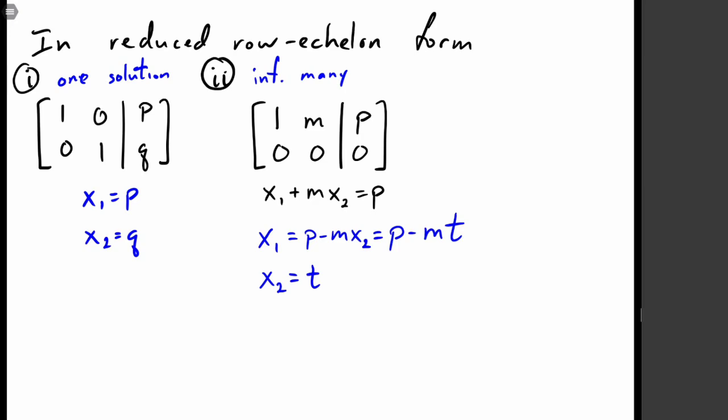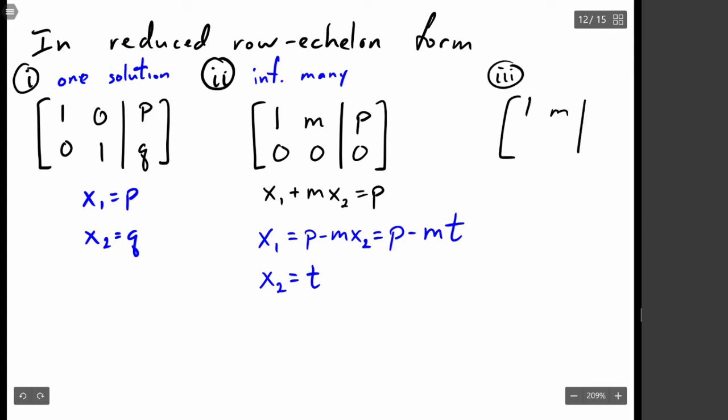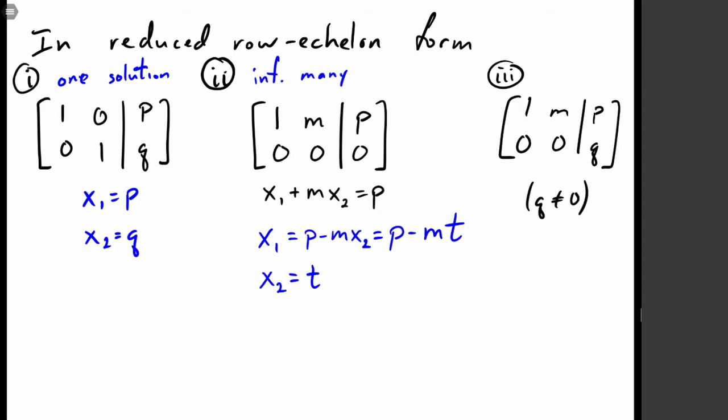The third case that we could have will turn out to be 1, m, p. So the same thing up here, but down here, 0, 0, q. And I want to emphasize here that q is not 0. If we have this situation, this bottom row tells us 0 equals q, or 0 equals something that's not 0. So this is no solution.